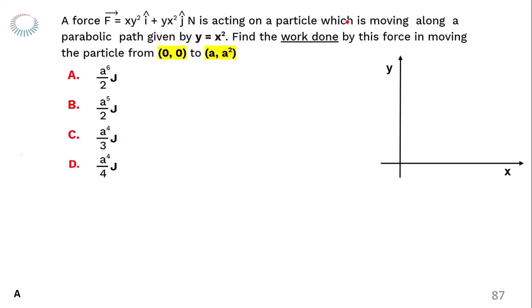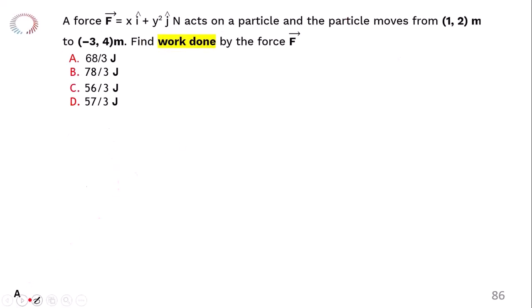So similarly, let us take this equation. The variation of force is given as xi plus y square j, and the particle is moved from (1, 2) to (-3, 4). You are asked to calculate the work done. Let us say initially the particle is at position A, and it is moved to position B. That means there is a 2D movement. So your work done should be equal to the integration of F dot dr. This is the formula. Now what is dr for this situation? The dr vector is a 2D vector, that is dx i plus dy j.